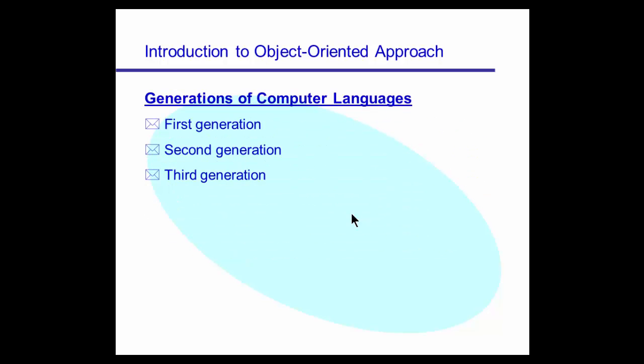So then we have another classification of computer languages, and how object-oriented programming can be classified in what kind of generations. As we know, the generations of computer programming languages are mainly three kinds: the first generation, second generation, and the third generation.